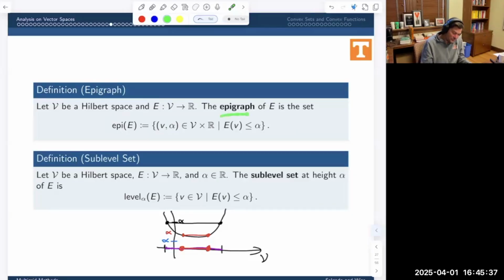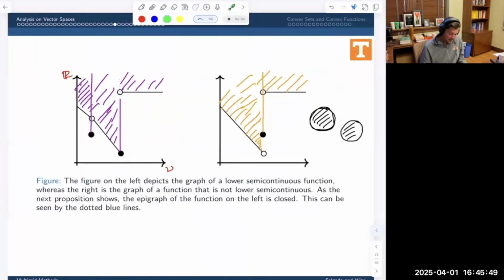All right, so those are two important sets that we need to consider when we talk about convex optimization: the epigraph, which is everything above the graph, essentially, and the sublevel set. So there were our pictures that we drew earlier.